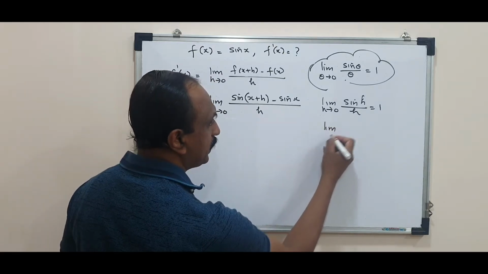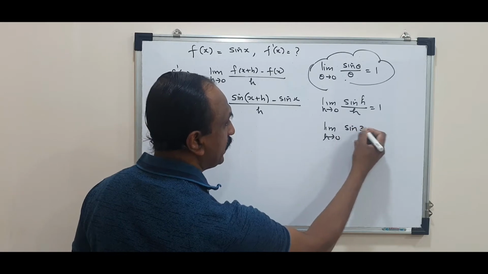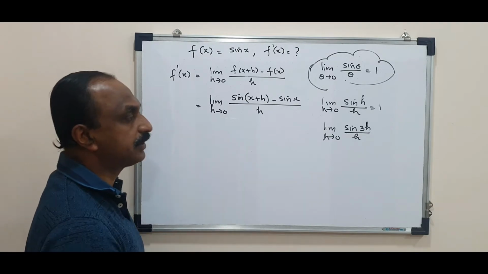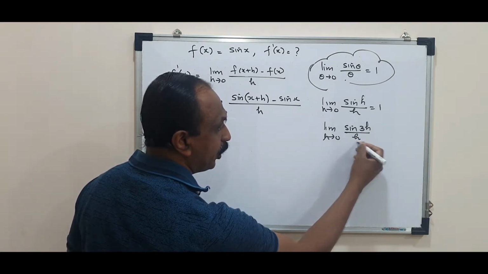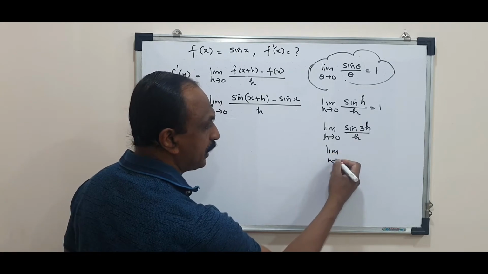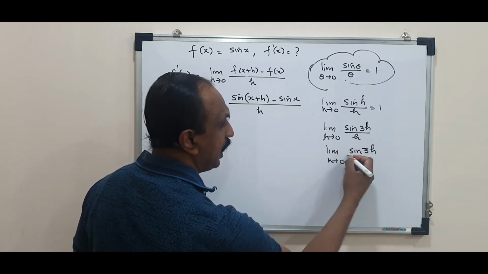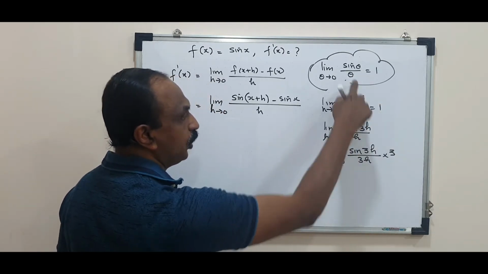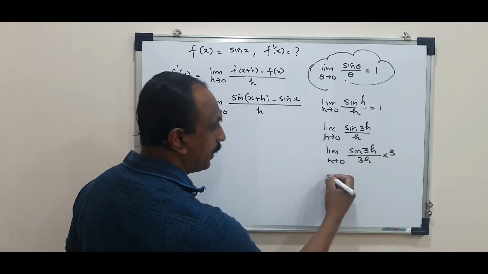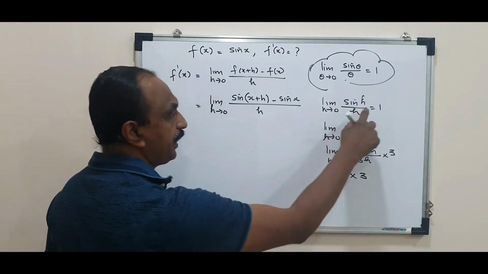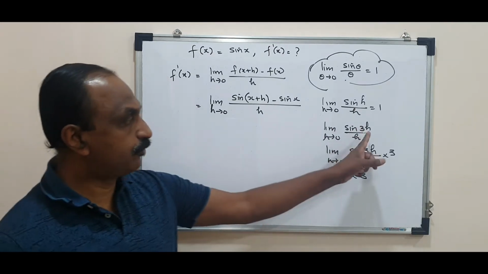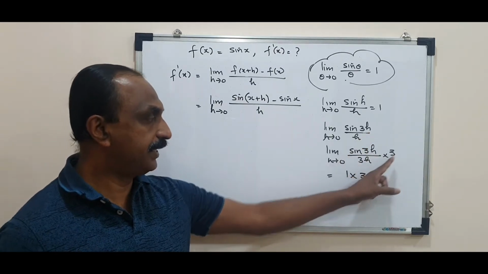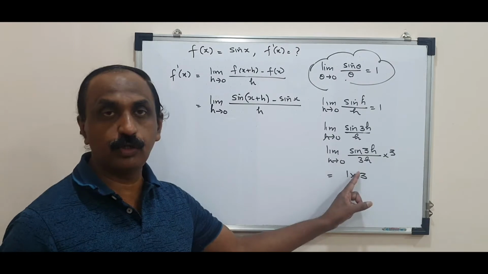Suppose I have limit h tending to 0, sin 3h upon h. Now recap, how do you evaluate this limit? This limit is evaluated by making the angle and the denominator same. So it will be limit h tending to 0, sin 3h upon 3h into 3. Now the theta is 3h, denominator is also 3h, hence this whole answer is 1, so 1 into 3. So whenever we have a coefficient for h, we have to make the angle of sine and the denominator equal. This is done by dividing and multiplying by whatever the coefficient of h is.